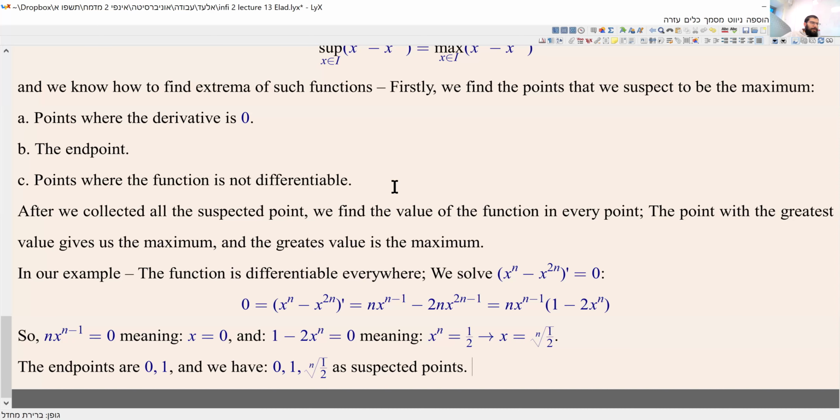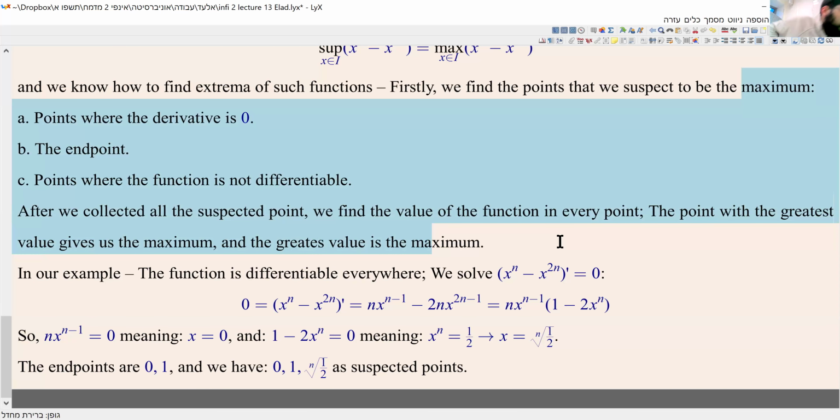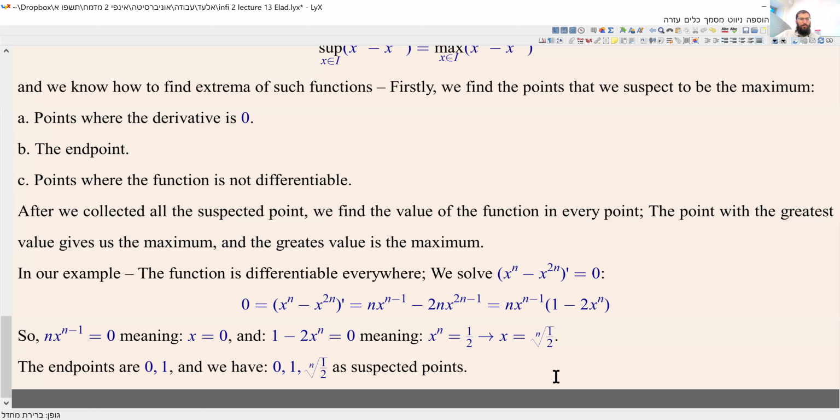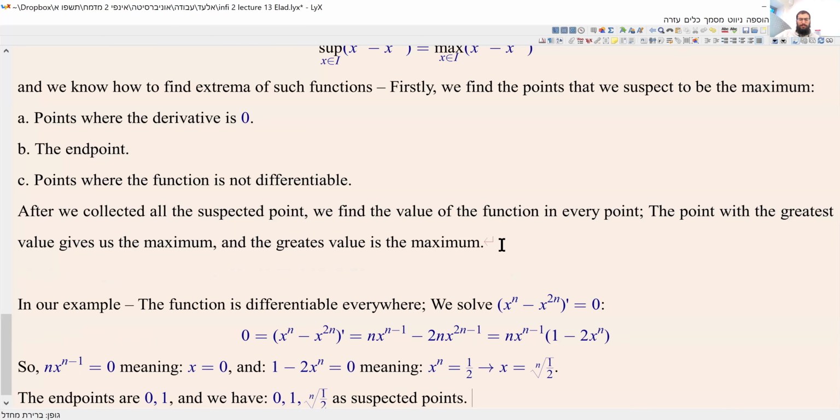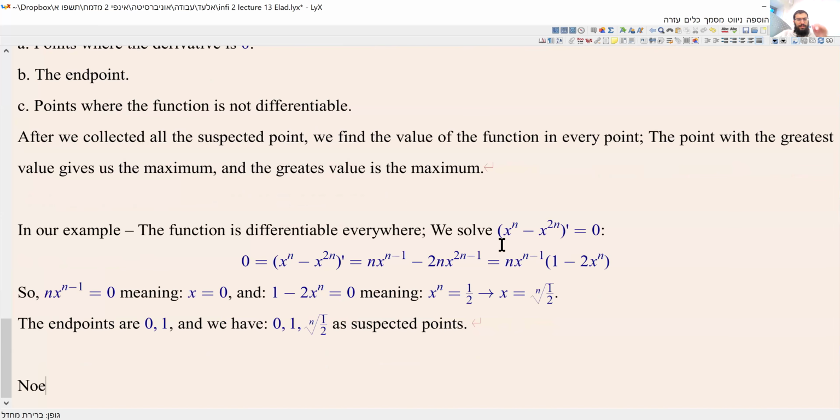This is the first and the main step of the process of finding the maximum of a continuous function in a closed segment. The second one is just calculating the values of the function in these suspected points, and observing what is the greatest one. Let's put some spaces, it'll be easier to read afterwards.